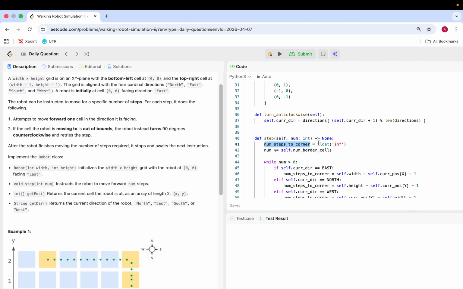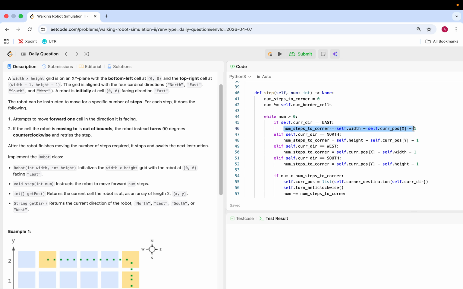Num steps to the corner. Why did I make this? I don't really need to make this infinity, do I? Because I'm not actually using it. I thought I had to use it for the while loop, but... So we get the number of steps to the corner.